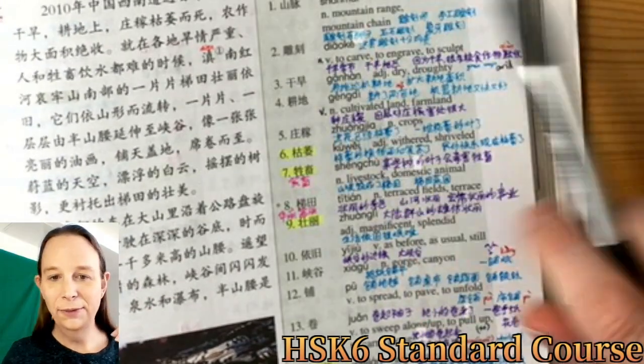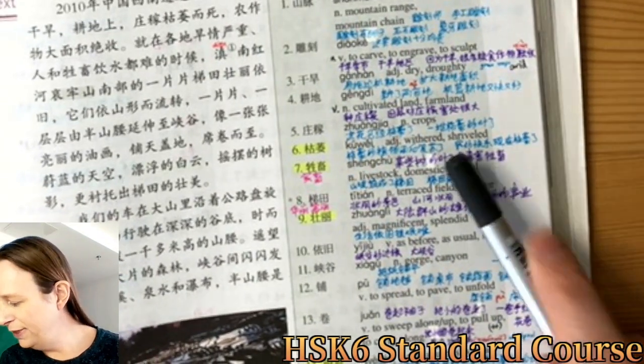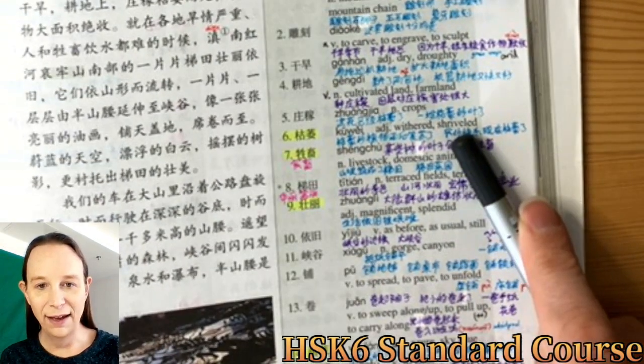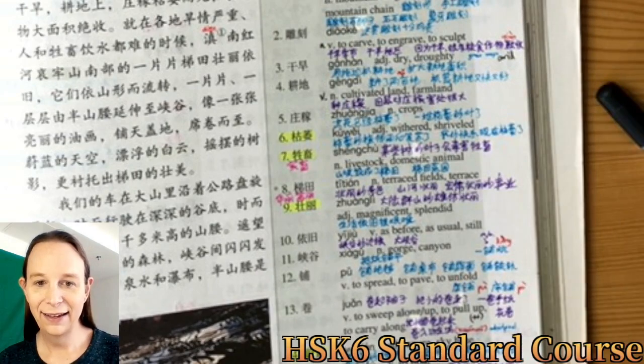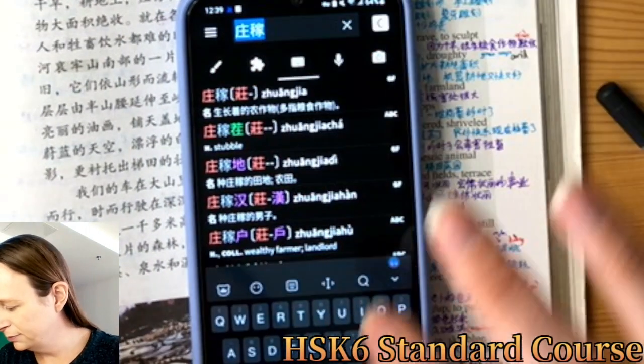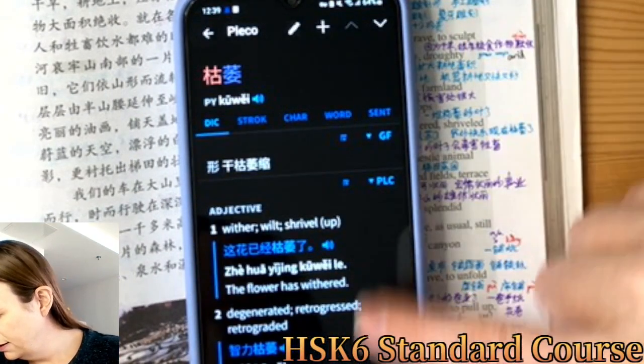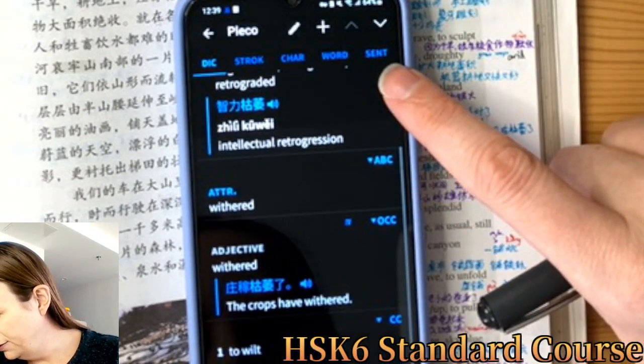Kuwei. Oh, we got the Kuwei. To wither, right? Withered. Is it not a verb? Kuwei. I think it's a verb. Kuwei. It's not a verb.